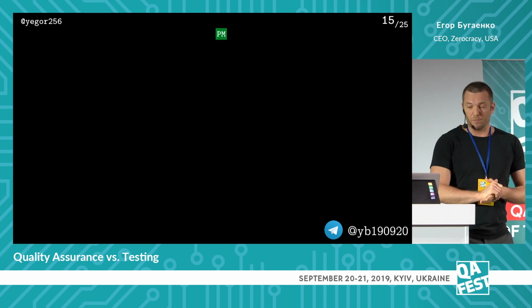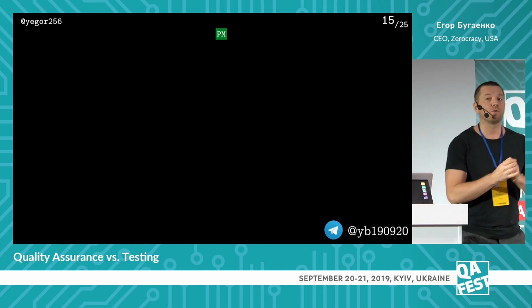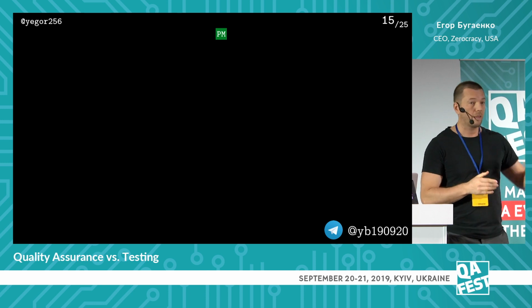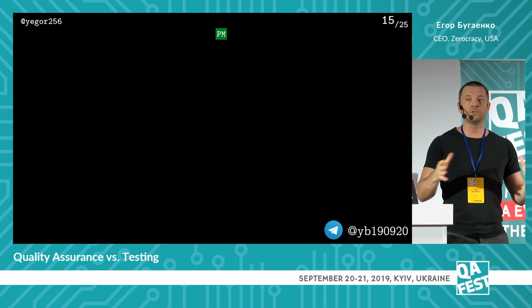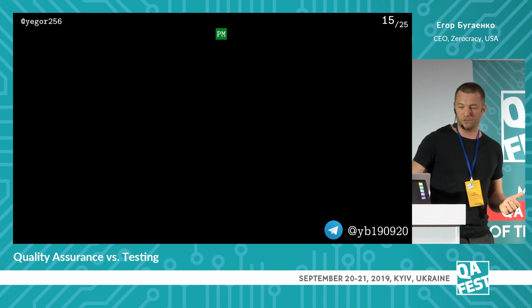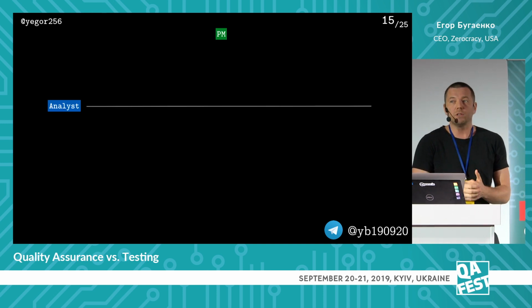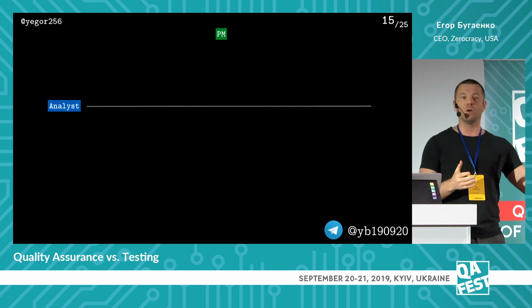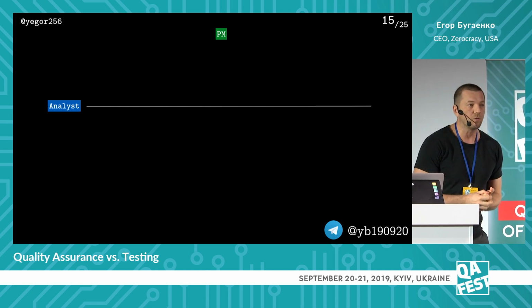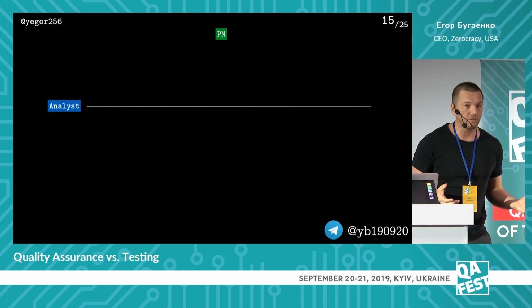I created this diagram and I'll show it to you. So let's say I'm a project manager, a PM on top. I'm a project manager, and I need to do some project. I need to develop some piece of software. So I will need people to do that. I will need people to help me. I will need an analyst, somebody who will talk to the customer, understand the requirements, and document those requirements for me.